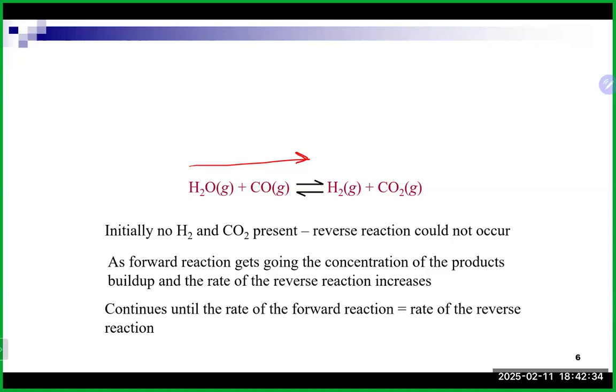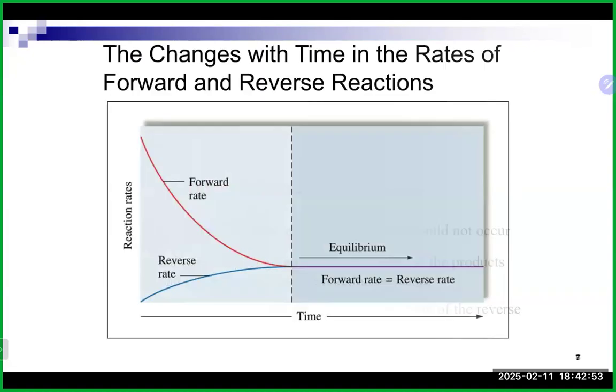At some point, we will build up enough products that they will start reacting just by the availability of them being there. And we will start to see that reverse reaction going until this one reaches chemical equilibrium, which again means that the rate of the forward reaction will equal the rate of the reverse reaction.